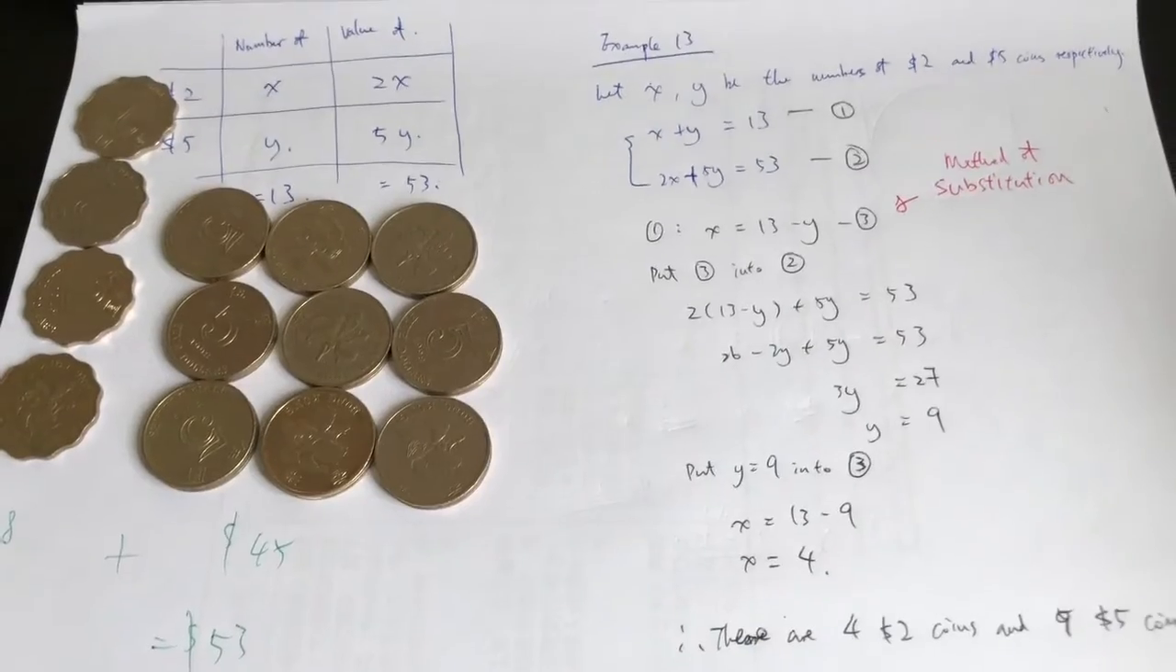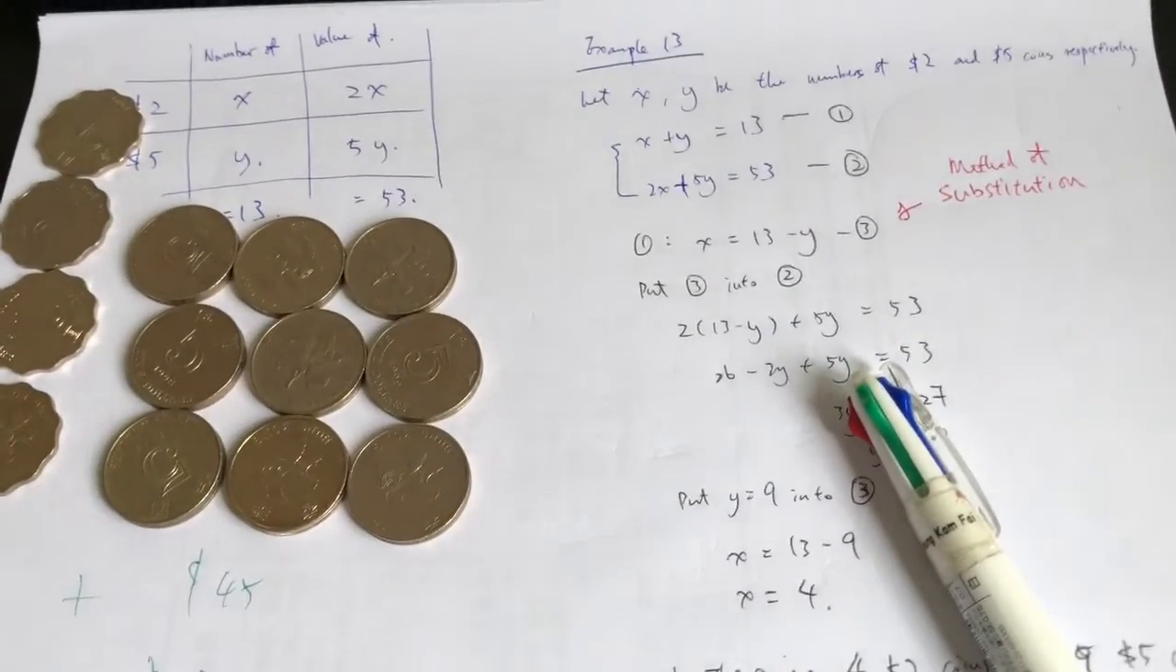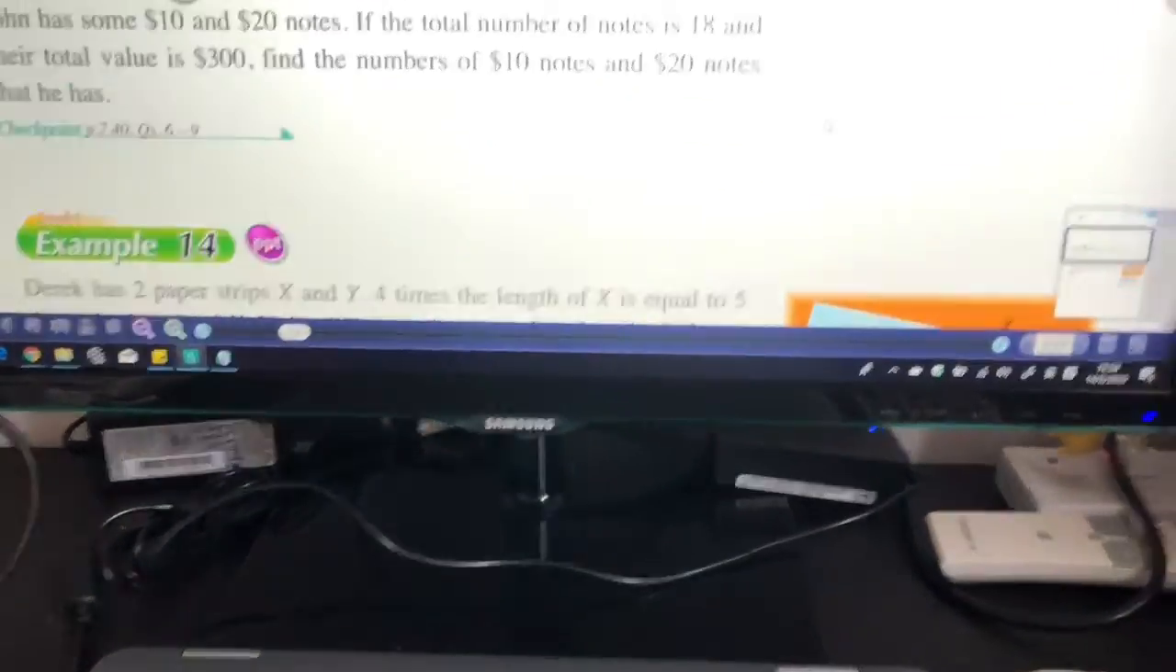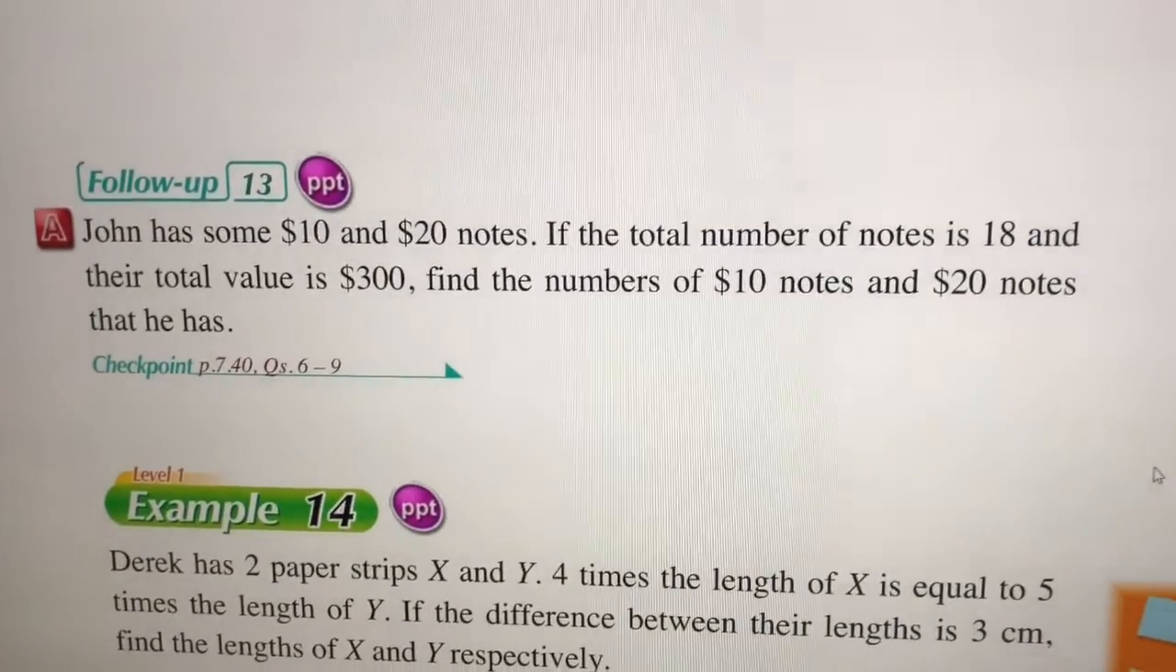Okay, so I hope you understand this type of question. So next, this is your chance. Try to do question 4 of exercise 13.